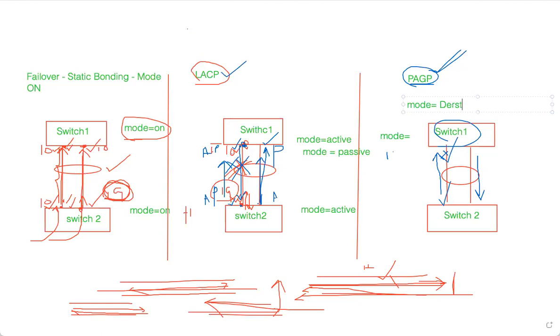Mode is equal to desirable. So if both sides are desirable, the traffic will flow and it participates in the traffic. But what if one side is auto and the other side is desirable? Still the traffic will flow. But what if both sides are auto and auto? The traffic will not flow.